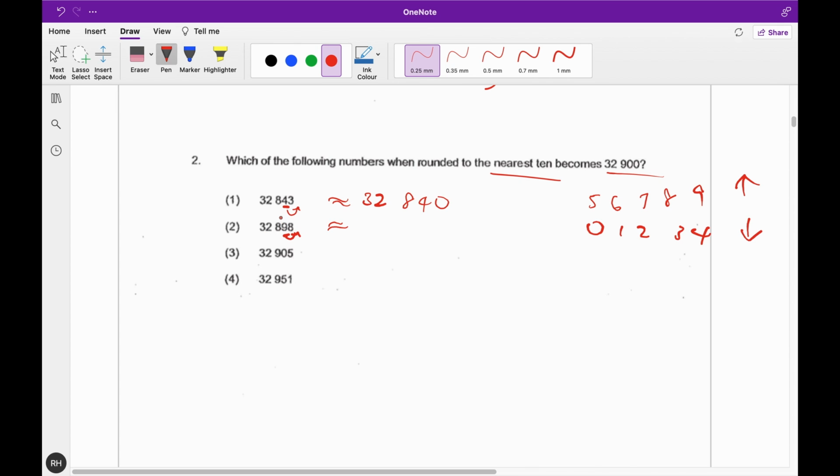The second option, 8. So we round up. When we round up, we plus 1. So this will be 32,900. Okay, option 3, this is 0. Behind is 5. We'll round up. So 32,910. And the last one, this is 5 and behind is 1, so we'll round down to 50. So 32,950. So the answer here is option 2.